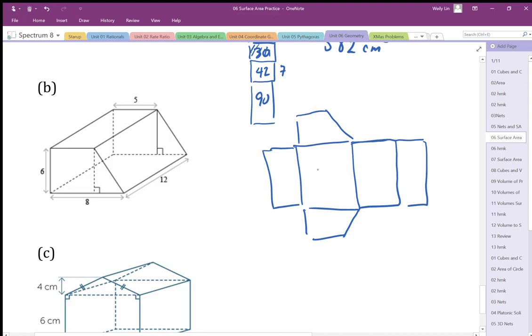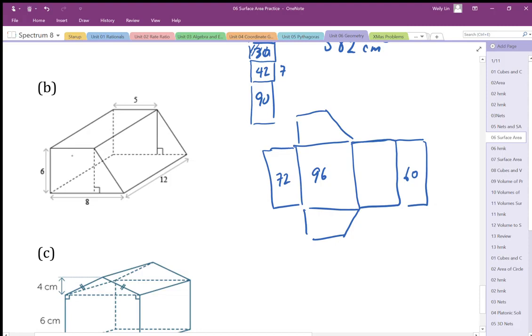The bottom is 8 by 12, so 96. The back is 6 by 12. This edge here we don't know, this length here, so we're going to have to calculate that. So I'm just going to do the ones I know so far. So that's going to be 5 by 12. The top is going to be 5 by 12. That's 60.